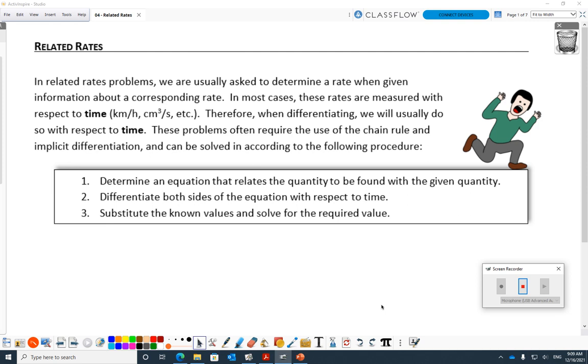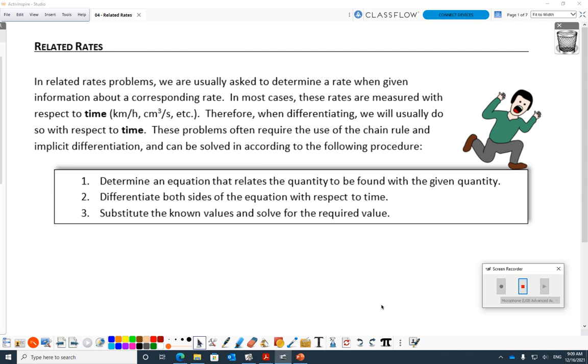We've used x along the independent axis a lot. But when you actually go out there, that's usually time. You know what I mean? It's usually we're talking about time. So we're going to be talking about kilometers per hour, centimeters cubed per second, or something like that. Always time in the denominator.